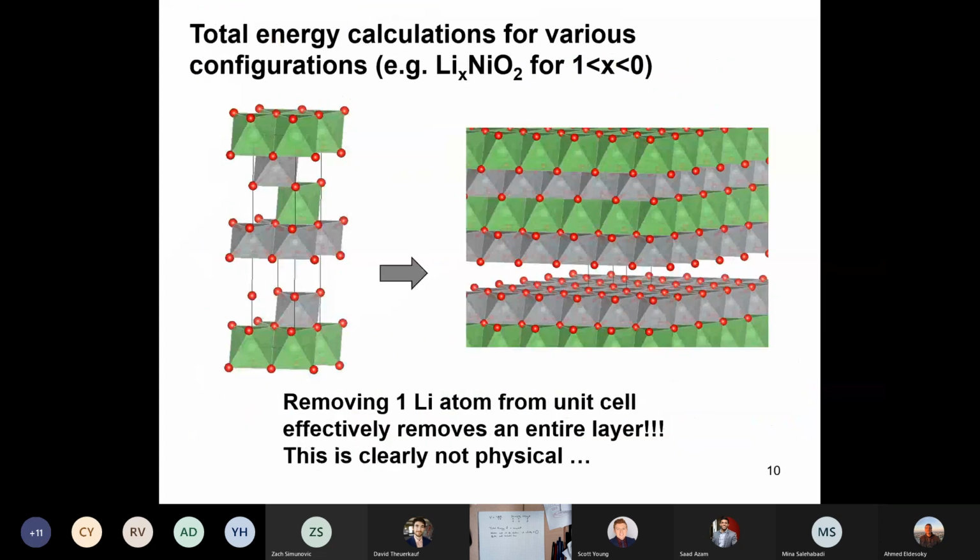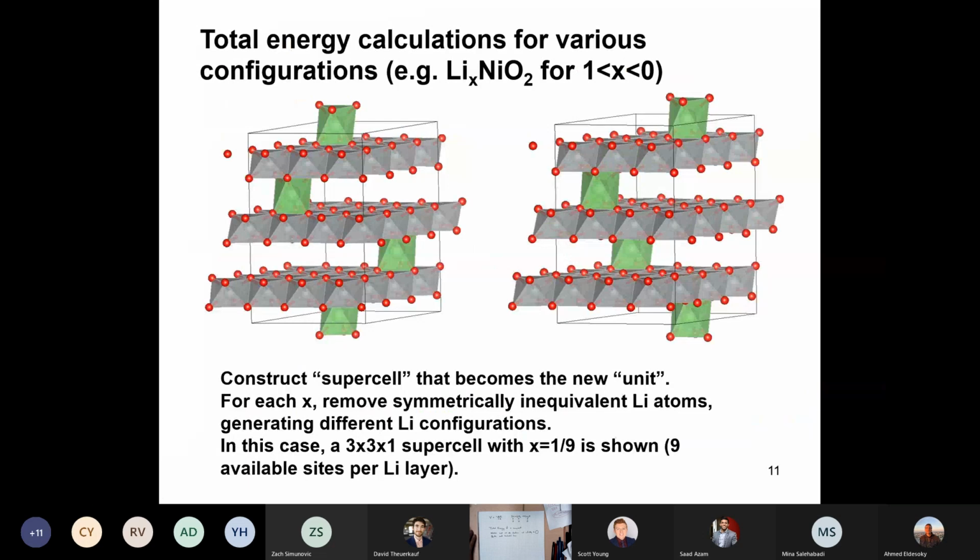So for example, here, if this is lithium nickel oxide, you would arrange the lithiums in a particular way. So this is for 1/9 lithium. And here's another arrangement of lithium, also at 1/9 lithium. You would do the total energy calculations for these 2 arrangements and others as well, right?